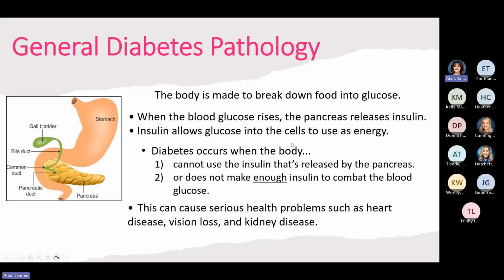So, some general diabetes pathology. The body is made to break down food into glucose. As the blood sugar rises, the pancreas is supposed to secrete insulin.